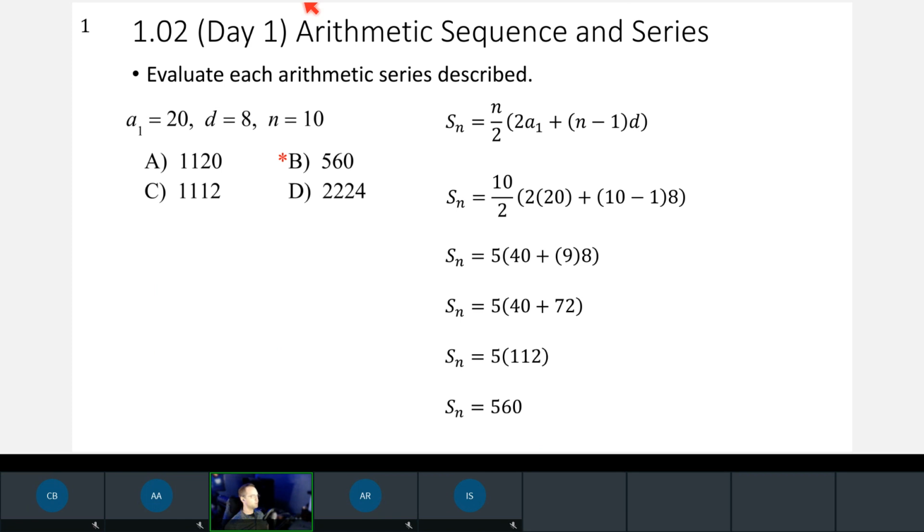All right, so first one. You have to evaluate each arithmetic series described. It's arithmetic, and when it says evaluate, it wants you to find the sum. That's what it's implying. It wasn't necessarily clear, and maybe you figured it out because it's A, B, C, or D. So evaluate just means what's the sum of the arithmetic series described. So you just use the summation formula. Plug and chug, and that's how you get the answer. Pretty good, right?